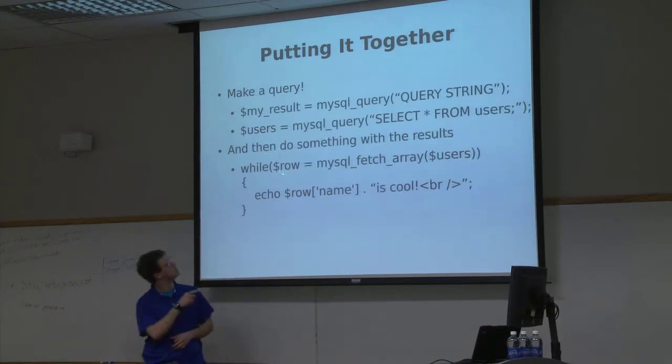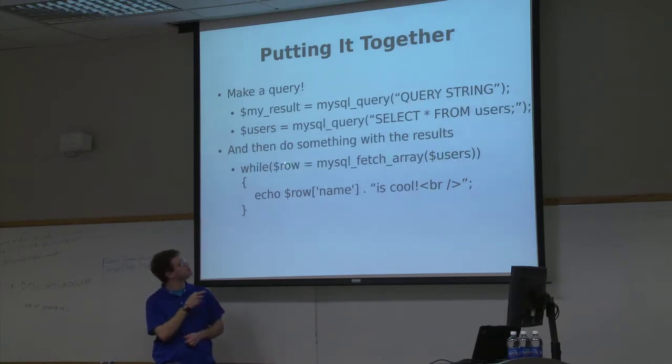So what you can do is do this loop, which is in all the documentation online. You do while variable row equals MySQL fetch array users. And this is doing some magic behind the scenes. Basically, this will let you loop over every row in the table. I don't even really know what's going on there.